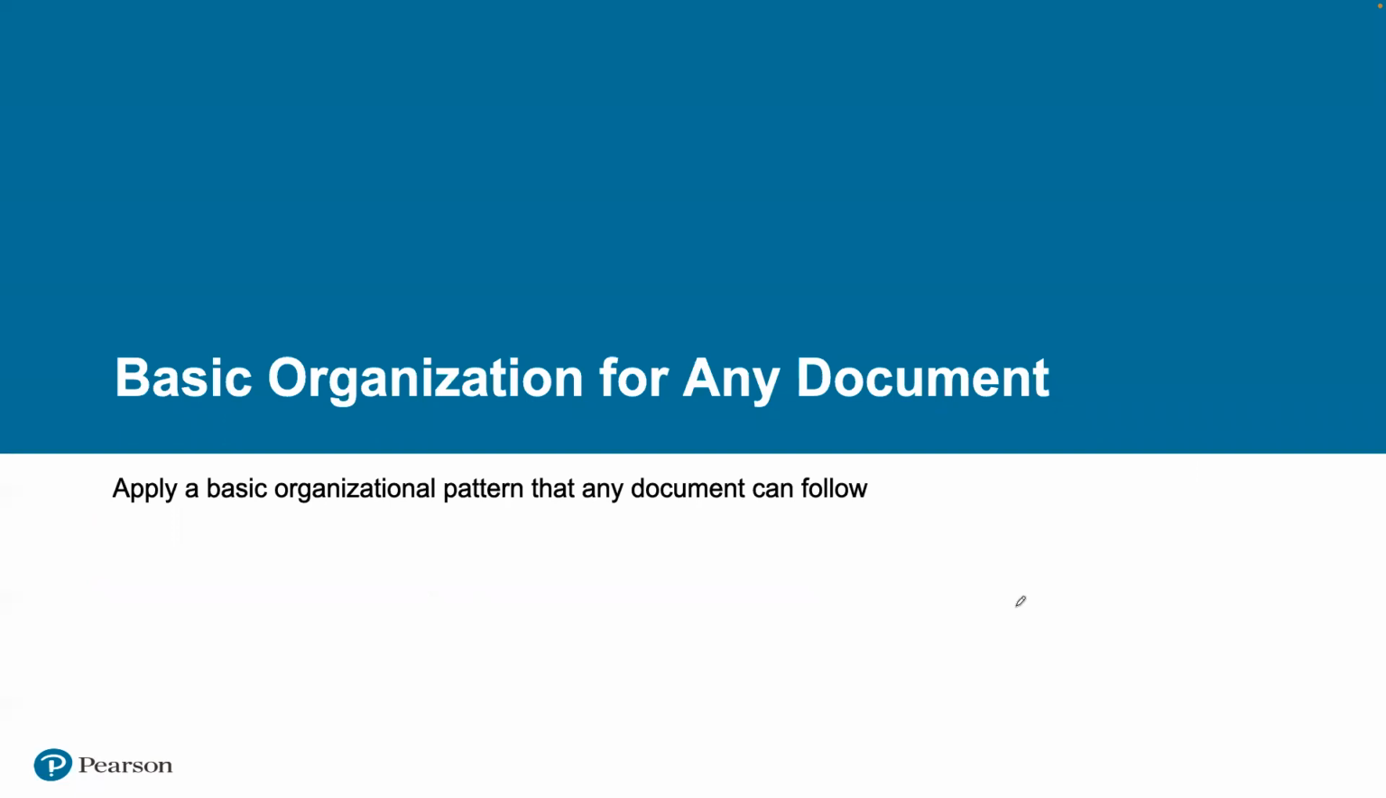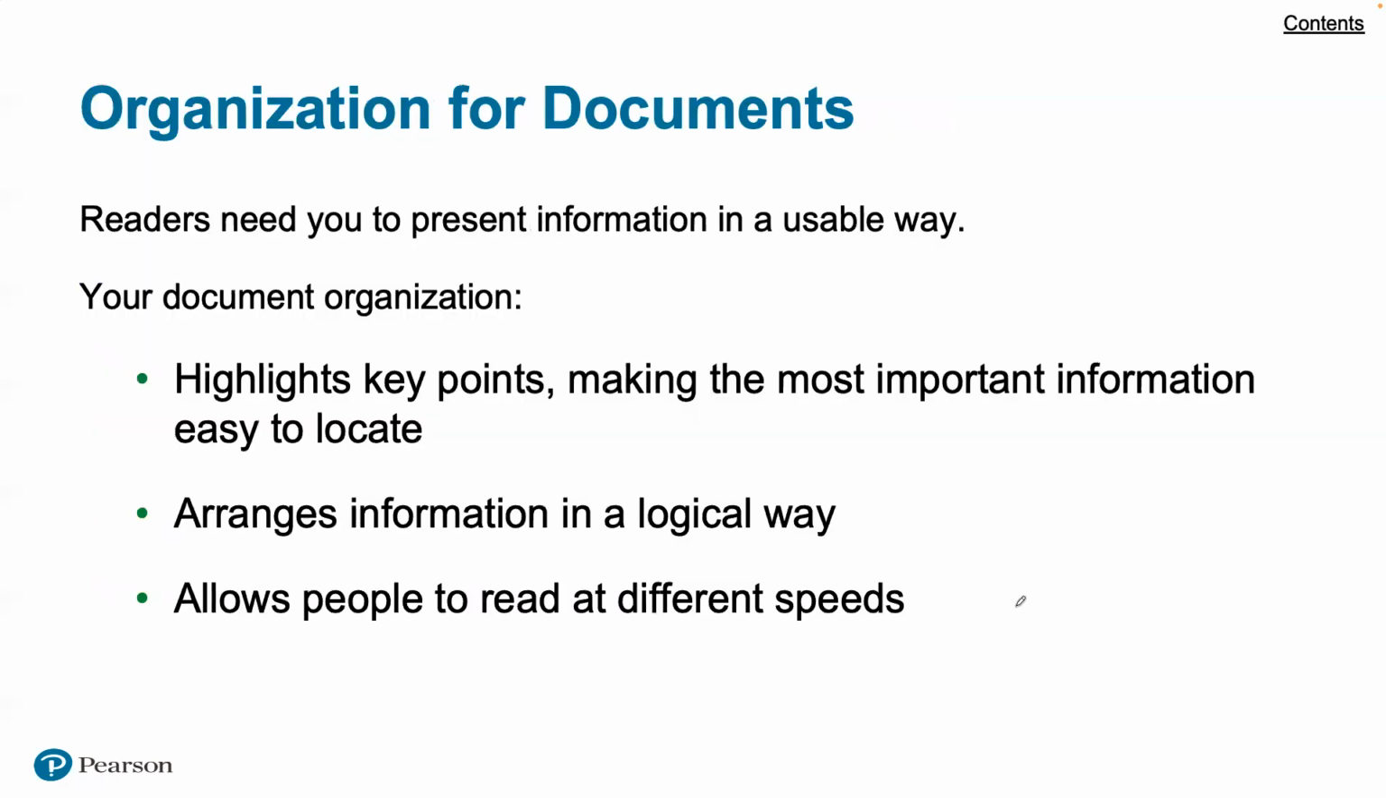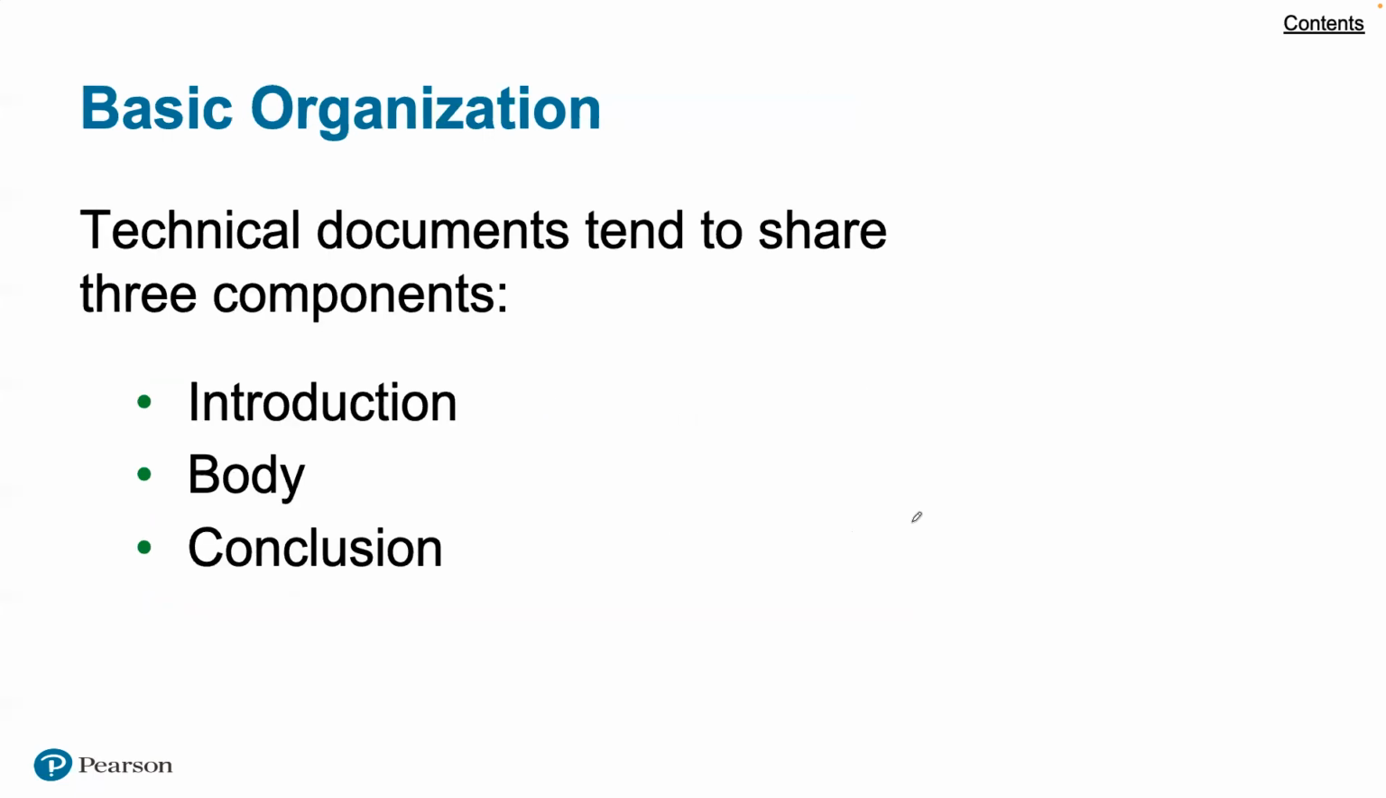First, we'll talk about the basic organization for any document. These are more general ideas. For organizing documents, a reader needs information presented in a useful way, and so your document organization should highlight key points. You want to make that easily accessible, making the most important information easy to locate, having bang boxes, bold, sections, subsections, a variety of different ways of doing that. Arrange the information in a logical way. That's another way it's going to be easily accessible and allow people to read at different speeds. So you want to make sure those are all allowed for.